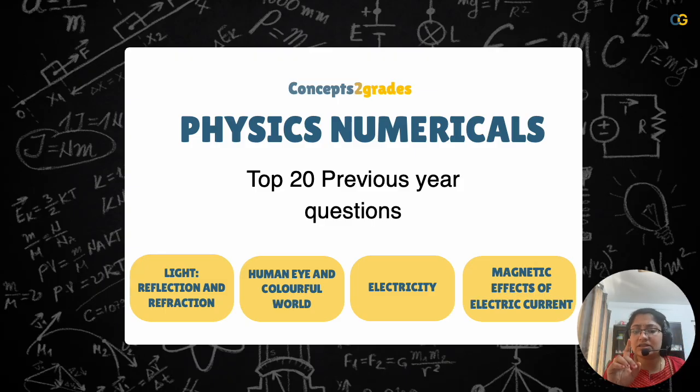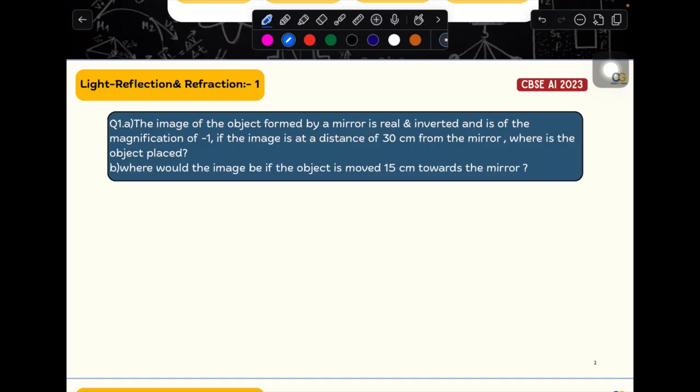If you can solve these confidently, you're definitely securing 15 to 20 marks minimum. Each of these questions is different and is of a specific type that is repeated every year. So watch for each question. Let's get started. First question from light, reflection and refraction.